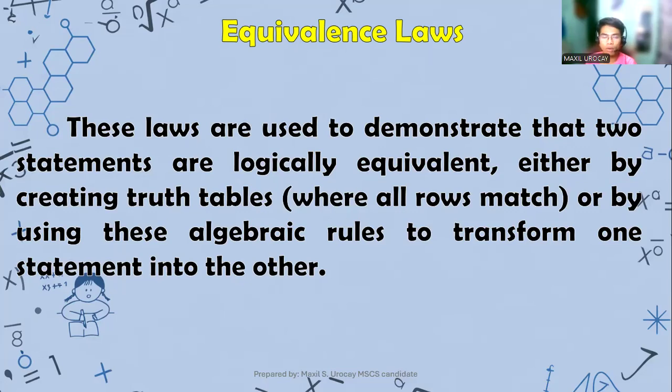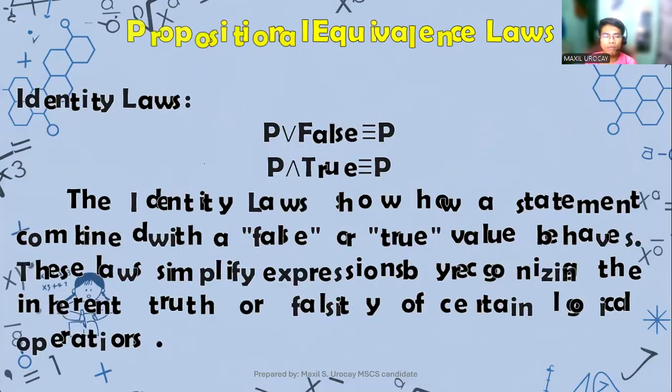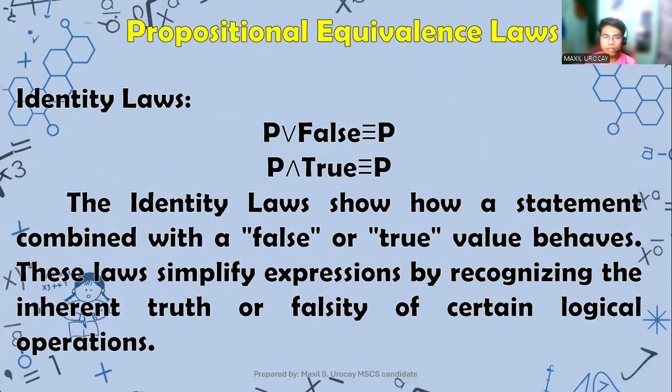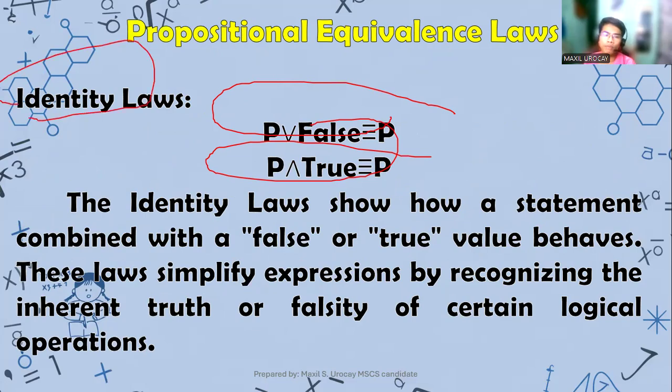So we'll begin to check later if the one side is equal to the other side. For example, this statement here and the other statement here, if they are equal to each other, they are equivalent. Now, for the identity laws, this is the statement. We have two laws under the identity law. For the identity law, for or and and, how a statement combined with a false or true value behaves. So these laws simplify expressions by recognizing the inherent truth or falsity of a certain logical operation.